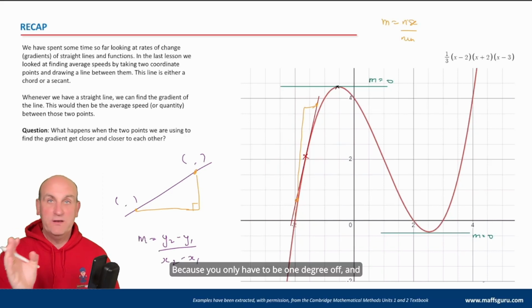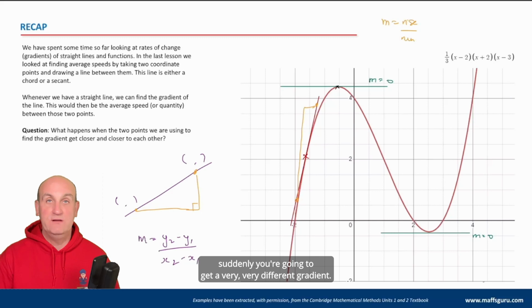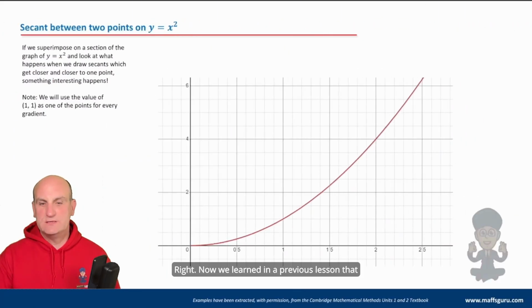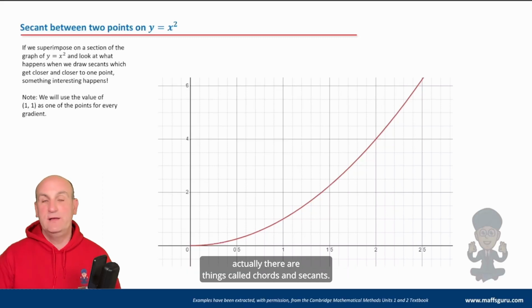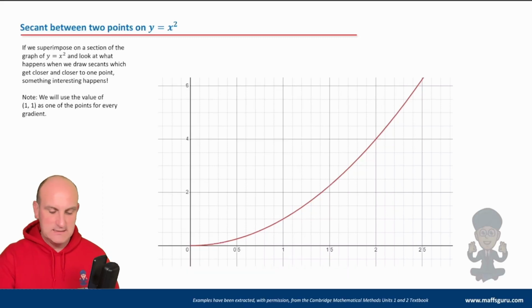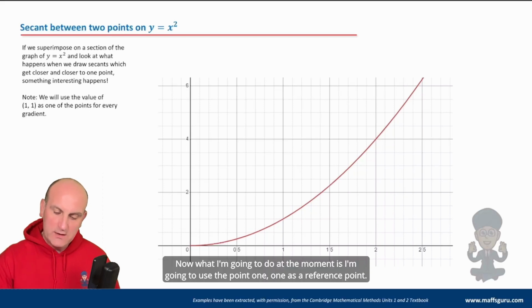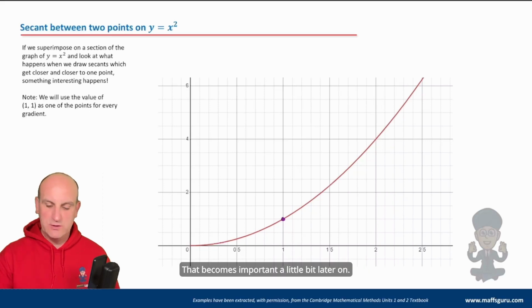Because you only have to be 1 degree off, and suddenly you're going to get a very different gradient. Right, now we learned in a previous lesson that there are things called chords and secants, and let's just draw a secant at this moment in time, chord. Now what I'm going to do at the moment is use the point (1, 1) as a reference point. That becomes important a little bit later on.